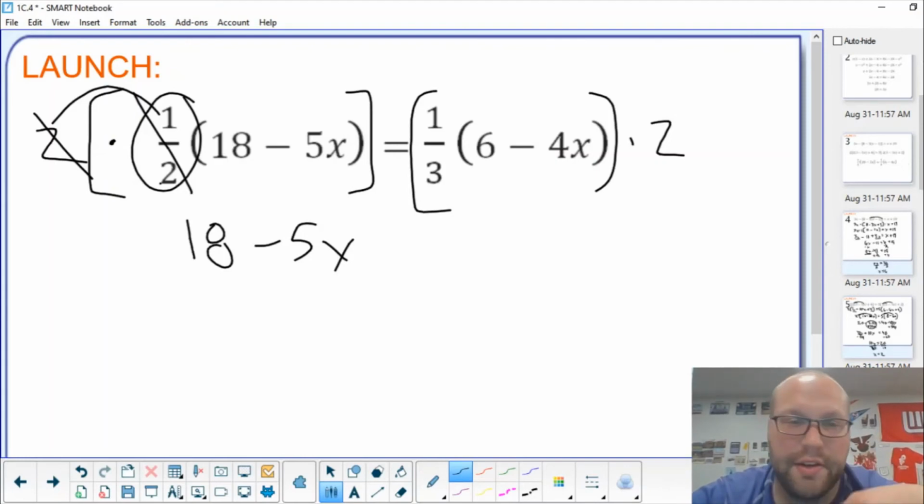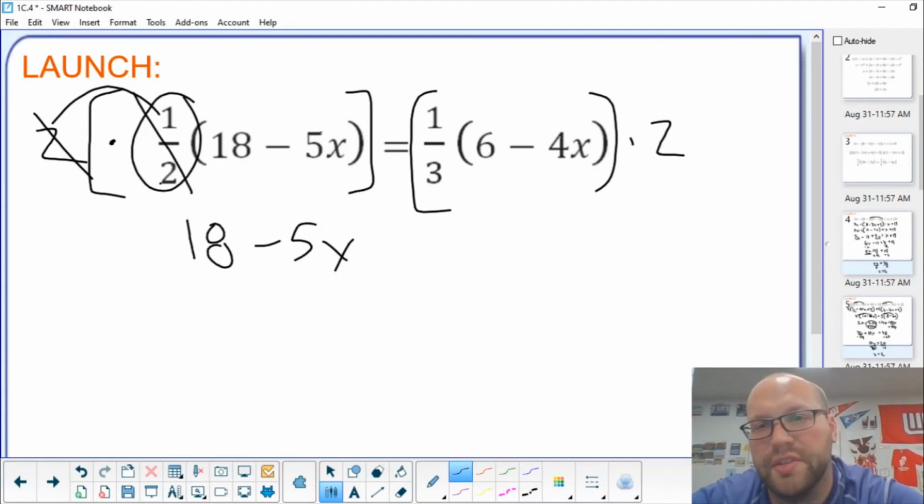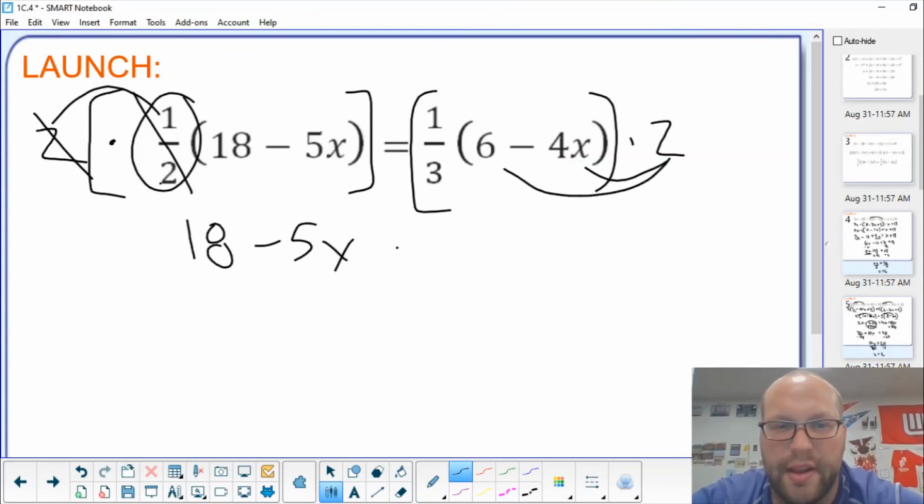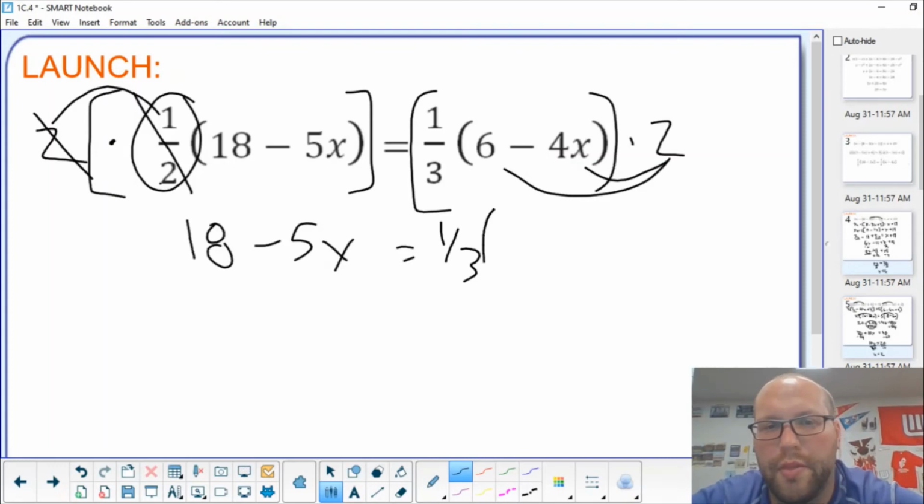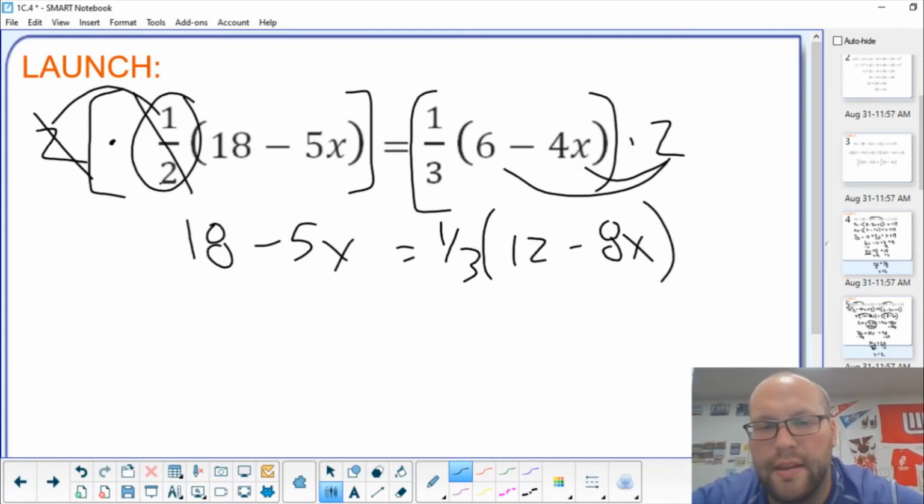Okay, and here's a piece of advice. You can distribute this 2 anywhere. I could distribute it here. I could multiply the 2 by the 1/3. Just because I have it on the page already, I'm just going to do it that way. 1/3 and then have 12 minus 8x. And that's a lot simpler. I've eliminated one of the fractions.